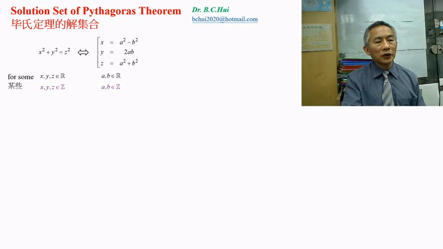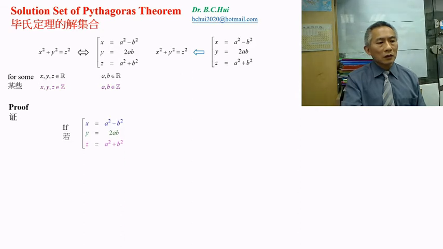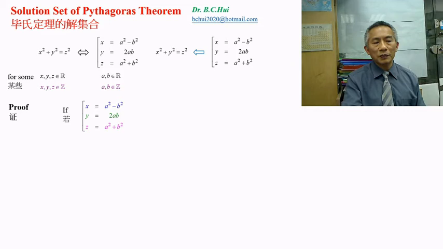We break down the proof into two different parts. First of all, we try to prove it from right hand side to left hand side. So, we simply plug in the numbers. We put x equals a squared minus b squared, y equals 2 times a times b, and z equals a squared plus b squared.